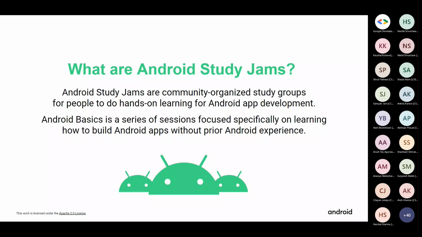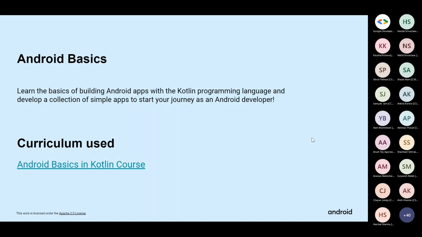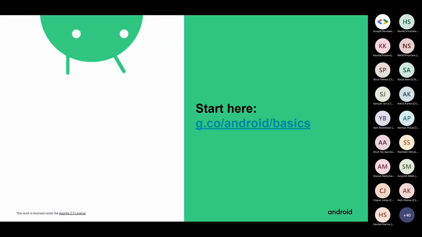We have discussed what a study jam actually is, that it is a community organized study group made for people to learn how to develop Android apps using the course provided by Google itself. After that, we have talked about the track that you need to complete this year, that is the Android Basics in Kotlin course. The link for the course is g.co/android/basic.